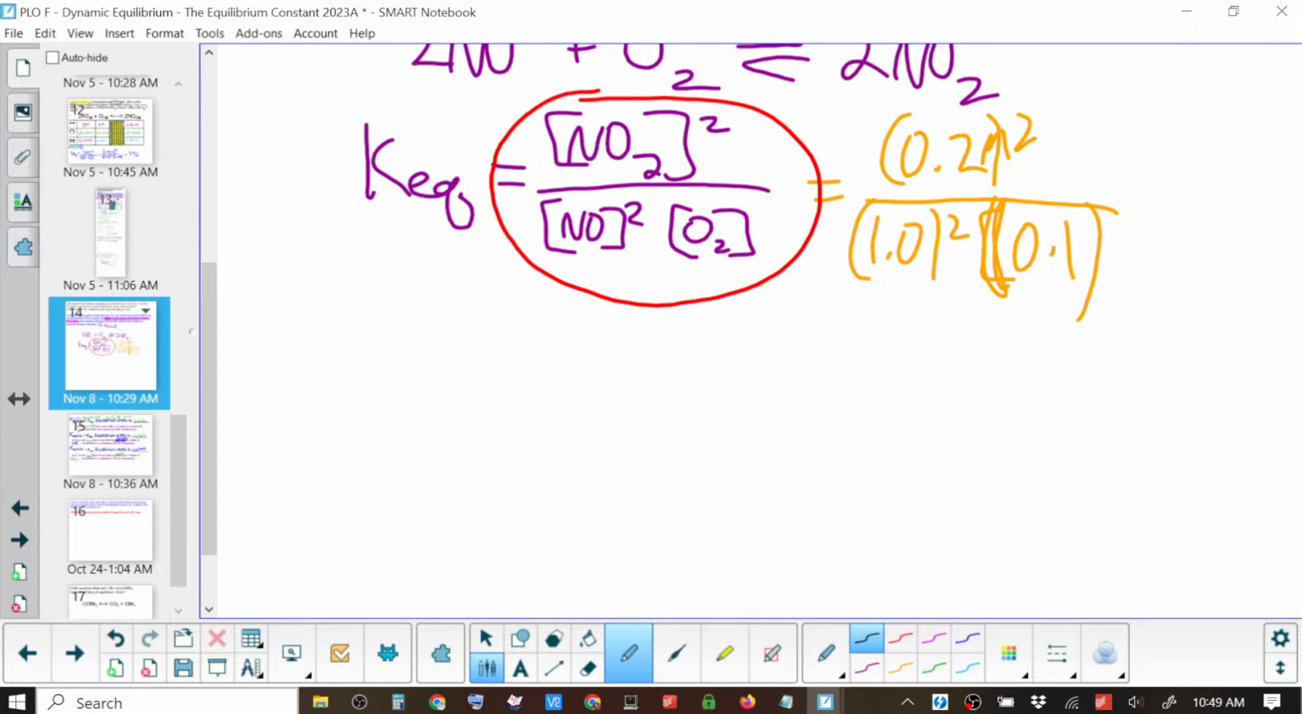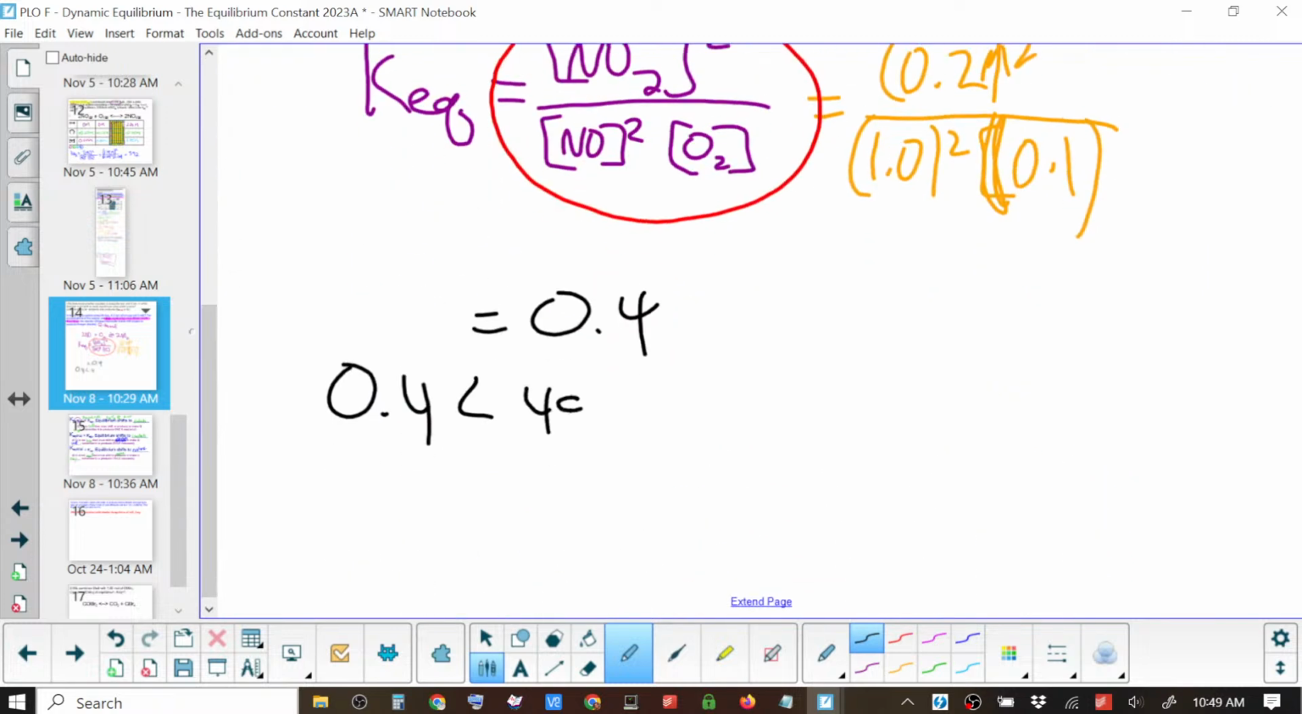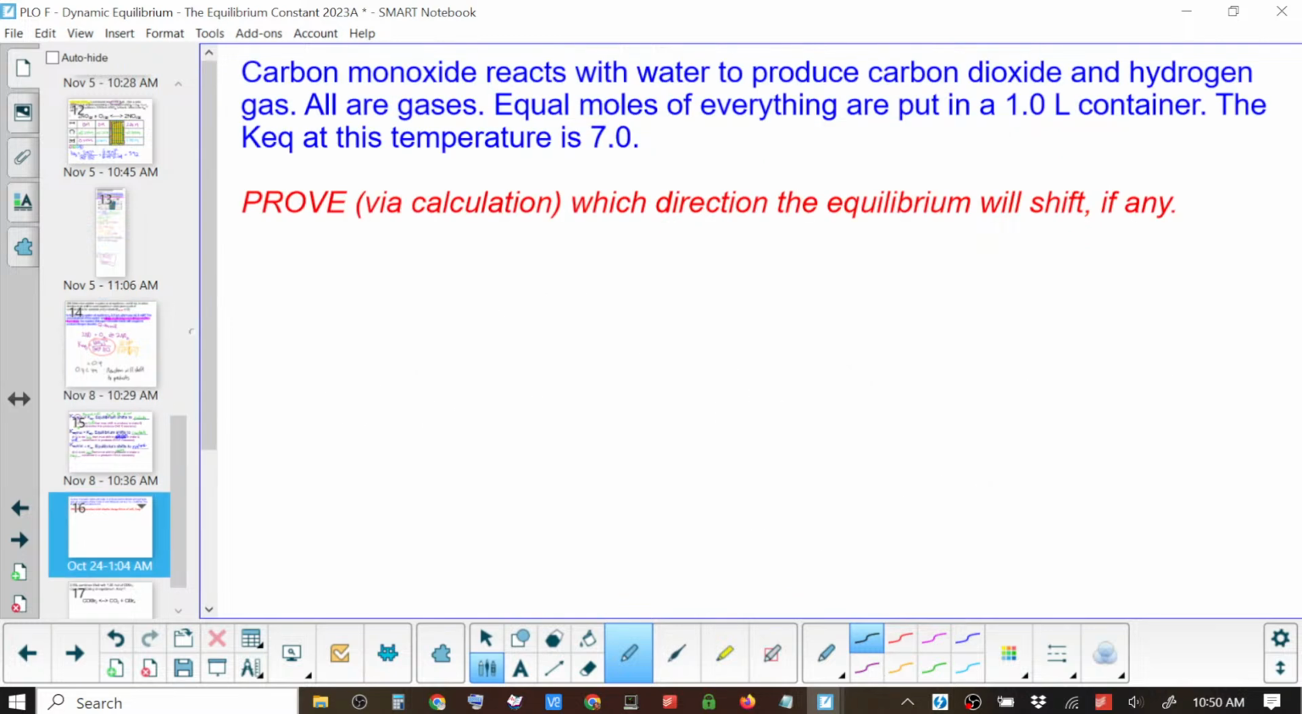Okay, and then we end up with 0.4. 0.4 is smaller. What did we have? 49. Therefore, the reaction will shift to products. Okay. I'm going to give you groups to do that one.